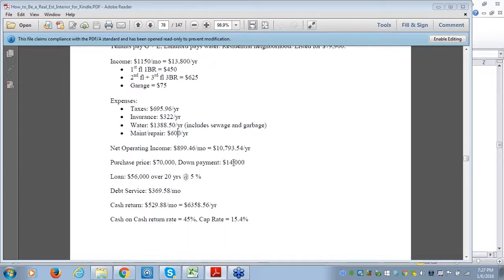Your down payment, for example. In other words, you only put down 20% or $14,000. You're going to divide your cash in pocket on an annual basis into what cash came out of your pocket, and that gives you your cash on cash return. So if you get out your phone, divide 6,358 into 14,000, you should come up with 45%. As long as the person who put this together did it correctly, that looks about right. In other words, 6,358 is slightly less than half of 14,000, so that does make sense. That's about a 45% cap rate.